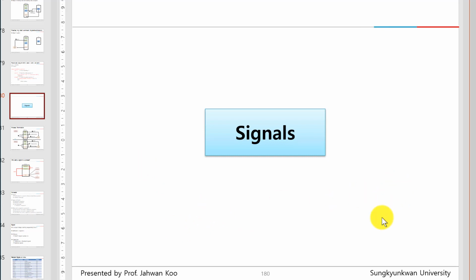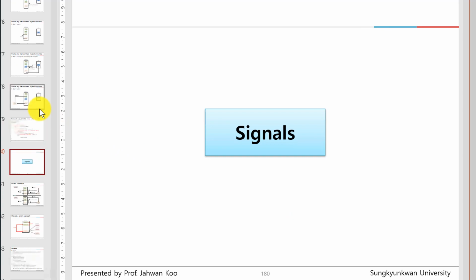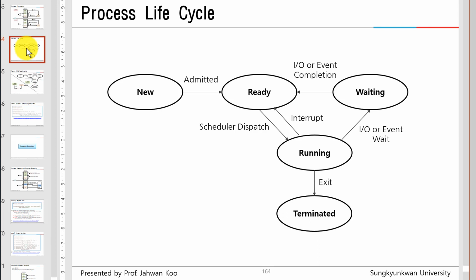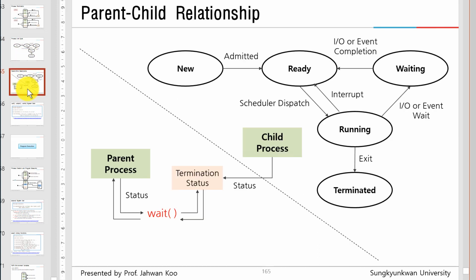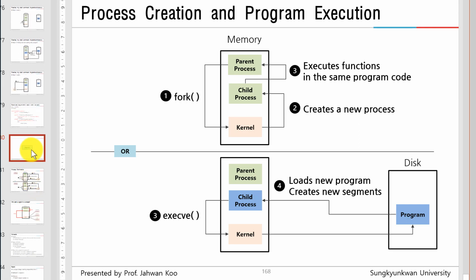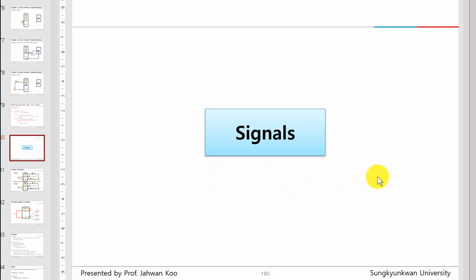In the previous lecture, we learned about process life cycle, process creation, program execution, process status monitoring, and process termination. Today, I'm going to talk about signals in more detail. We will learn what signals are, what types of signals there are, who sends a signal to a process, and what happens to the process when it receives a signal.